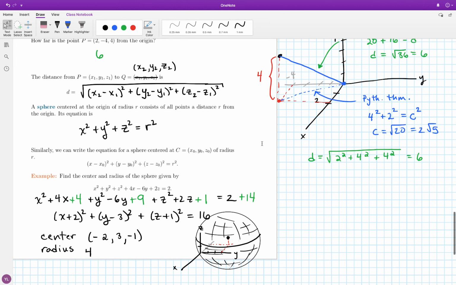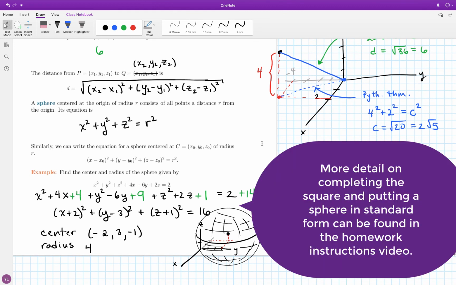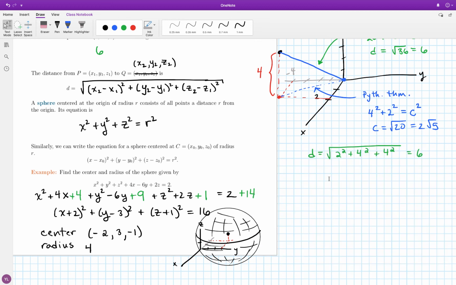So I'm just finishing with the equation of a sphere. This is derived from the distance formula because a sphere is simply the set of points at a fixed distance from a central point. You want to recognize when an equation is the equation of a sphere, and be able to take an equation of a sphere that's not in standard form, complete the square so that you can identify the center and radius and perhaps graph that sphere.